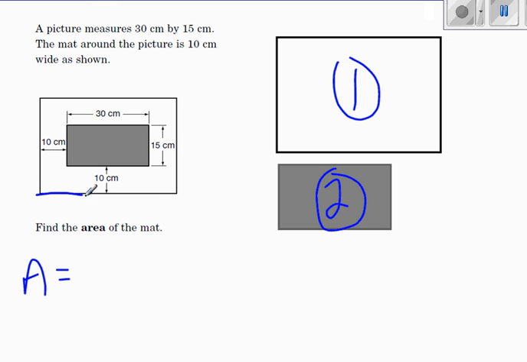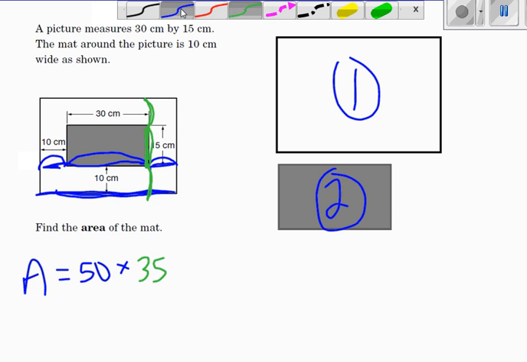So here is the length of that white mat. We know that this is 30, so what must this be? Well, we're told that the mat is 10 centimeters. So I have 10 plus 30 plus 10, so that would be a length of 50. And again, the same thing for the width. We know that this is 15, and then I have the mat here and the mat here, so this must be 10 plus 15 plus 10, which is 35.